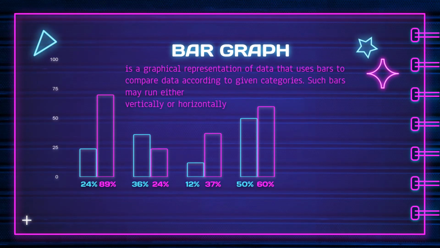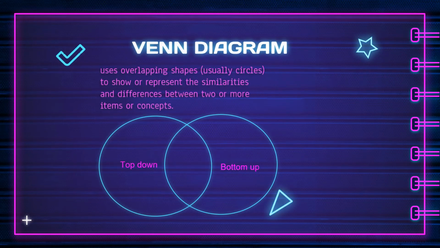Bar graph is a graphical representation of data that uses bars to compare data according to given categories. Such bars may run either vertically or horizontally. Venn diagram uses overlapping shapes, usually circles, to show or represent similarities and differences between two or more items or concepts.